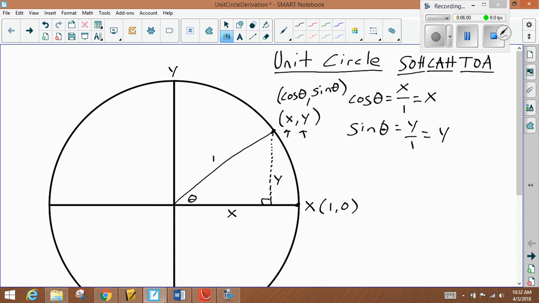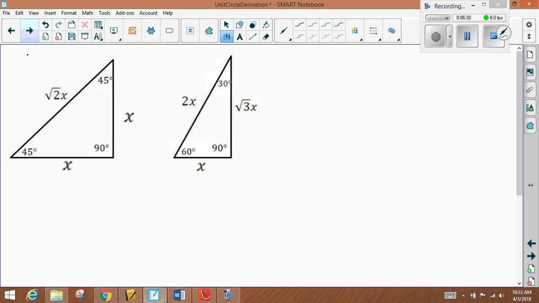Now, what I really want to know is a numeric value for this particular x and y if theta is 45 degrees. And it is actually possible for me to figure out the exact x and y coordinates for theta equals 45 degrees. So I'm going to take this triangle right here, and I'm going to take it out. And it's going to look like this. So this right here is our new triangle.